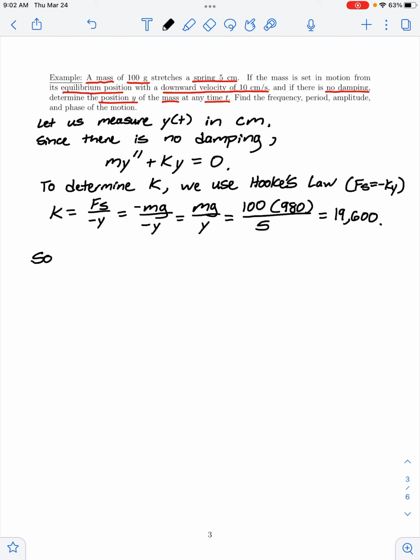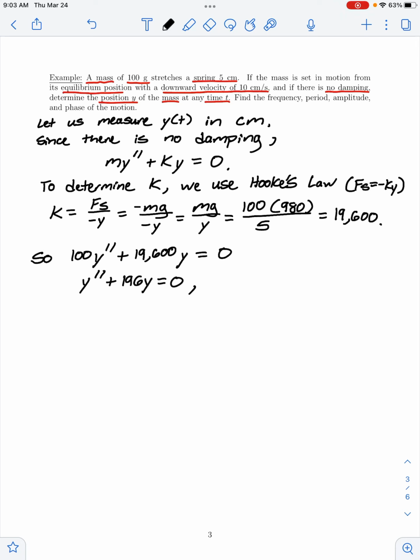So looking back at our equation of motion for this spring, we had the mass m, which is 100, y double prime, plus our stiffness k, which was 19,600, y, is equal to 0. Or expressing this in standard form, we could divide through by 100, giving us y double prime plus 196y is equal to 0.